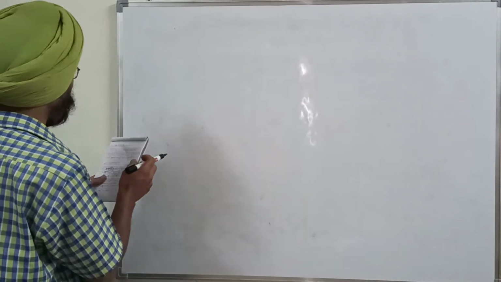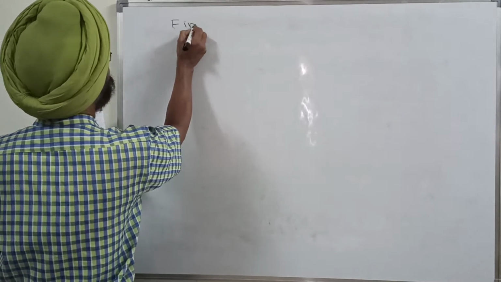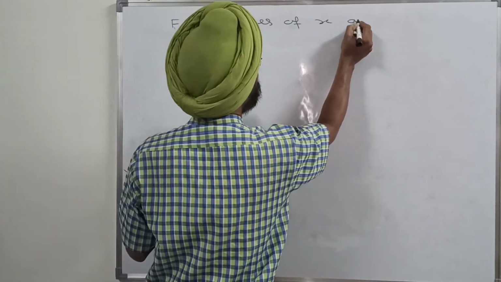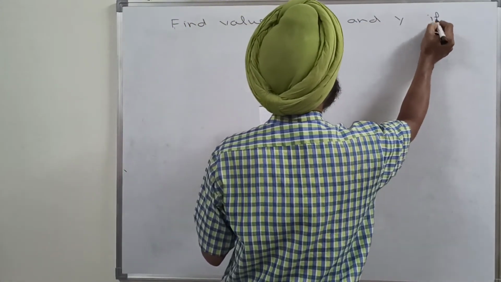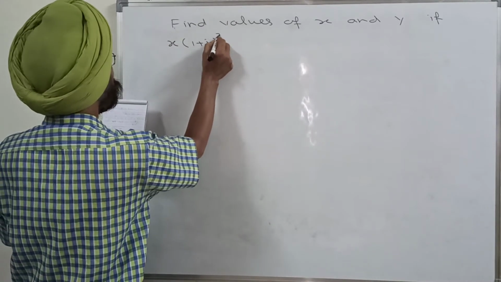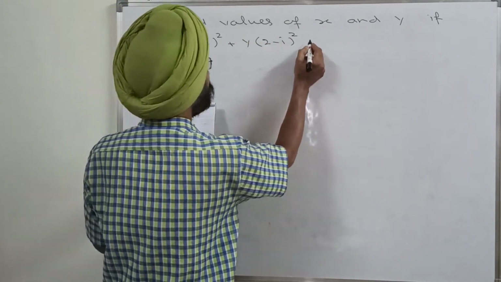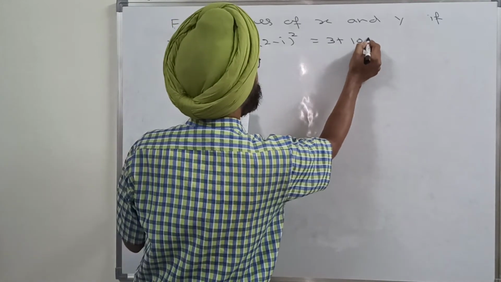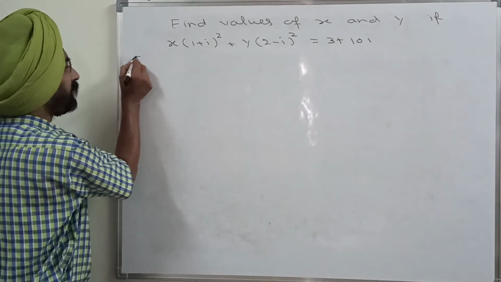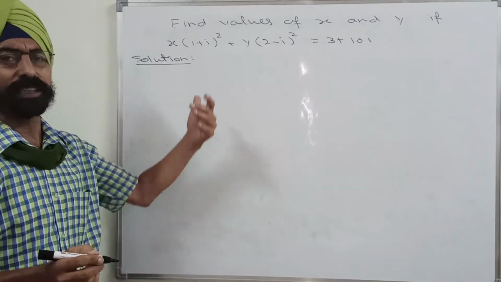The next question I'm going to take, the question is: find values of x and y if x(1 plus iota) square plus y(2 minus iota) square is equal to 3 plus 10 iota. It is another easy question, not difficult, and the solution is almost on the same lines which we used for the solution of the first question today.